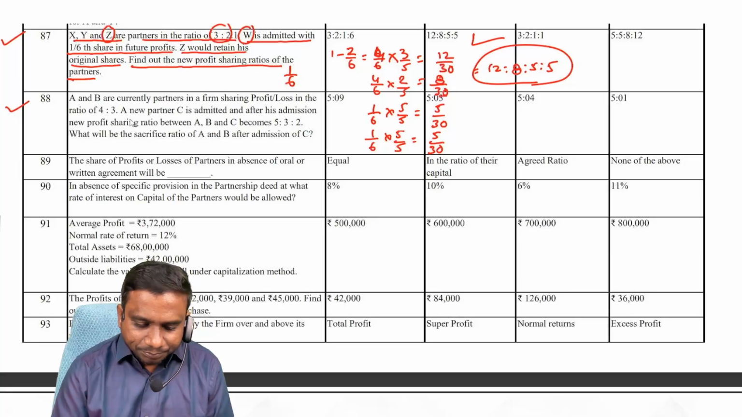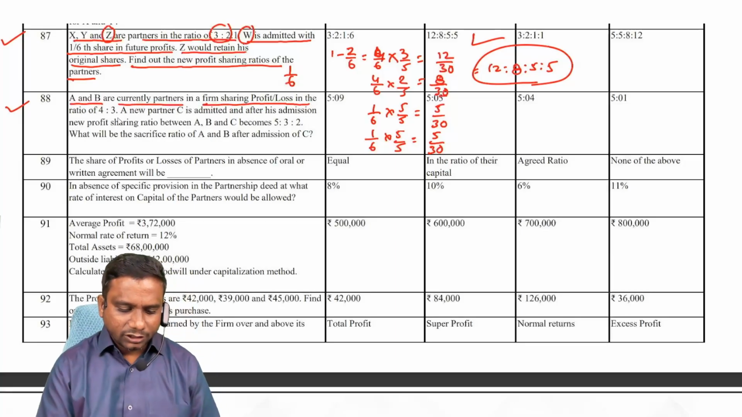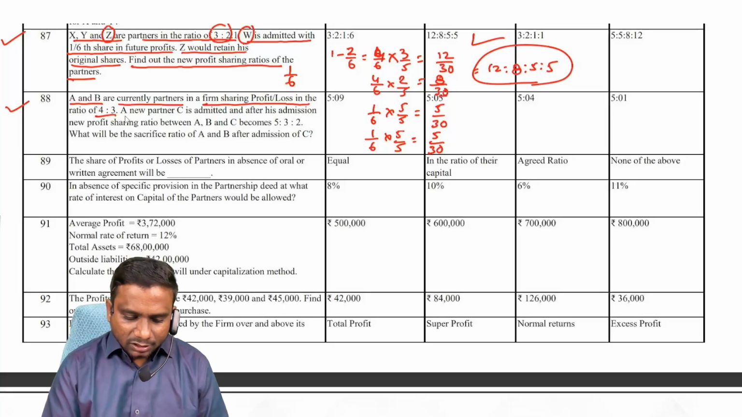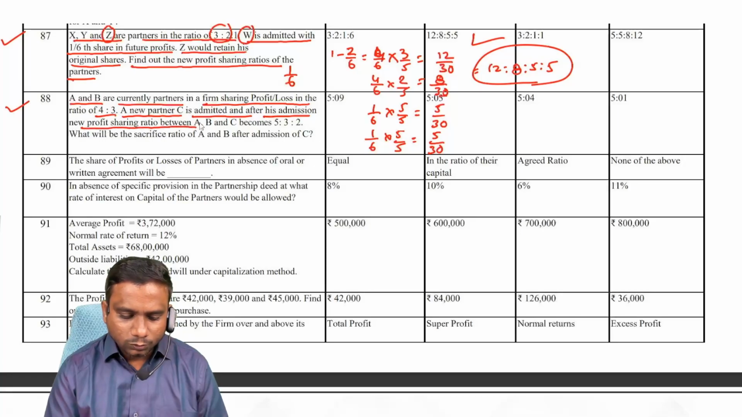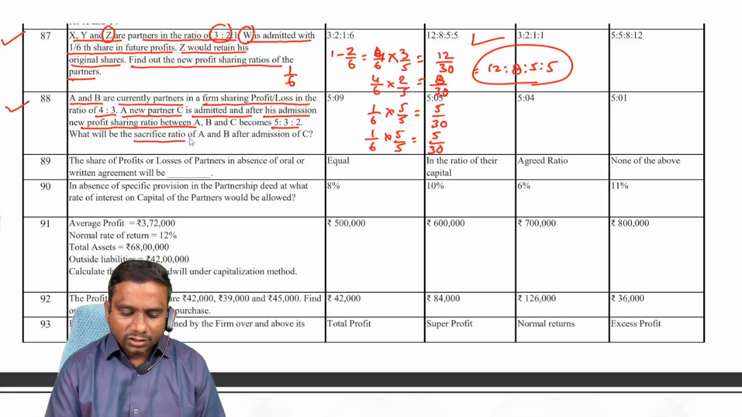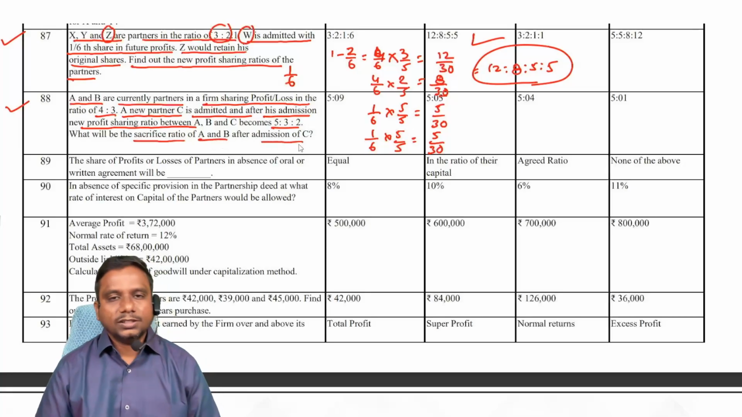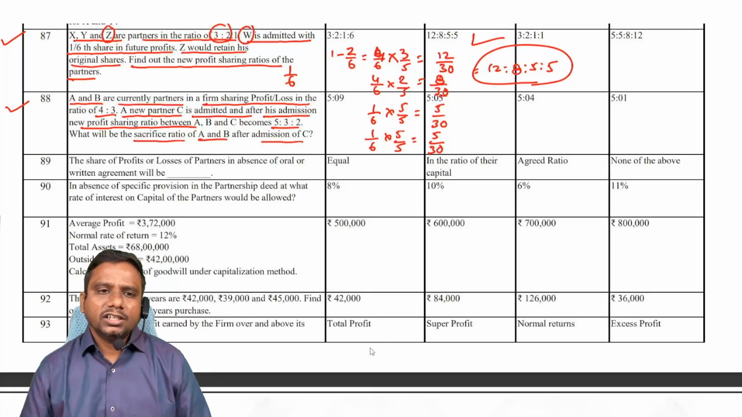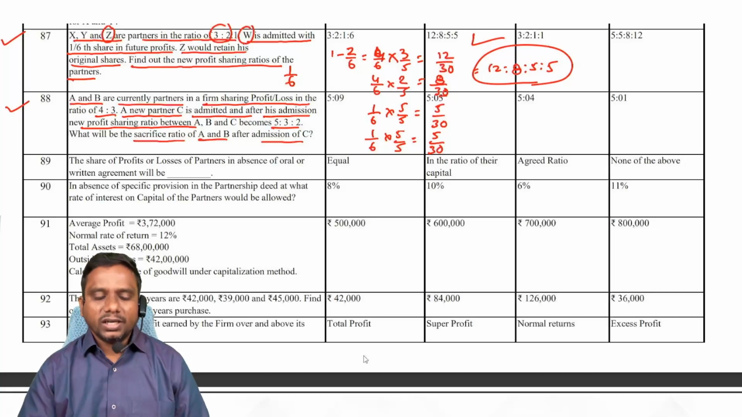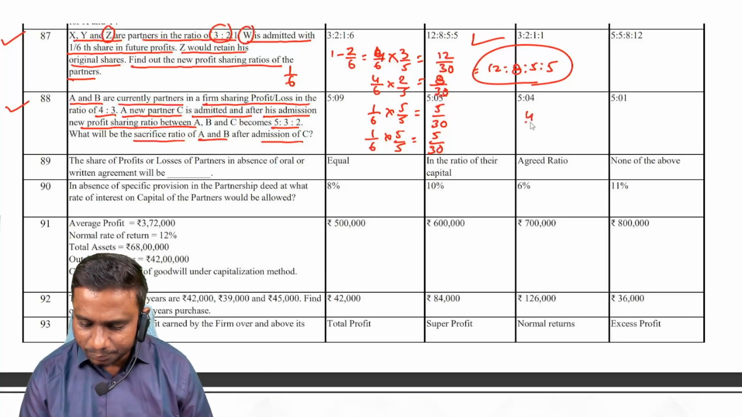Next, 88. A and B are currently partners in a firm sharing profits and losses in the ratio of 4 is to 3. A new partner C is admitted, and after his admission, the new profit sharing ratio between A, B, and C becomes 5:3:2. What will be the sacrificing ratio of A and B after admission of C? So we use the formula. Sacrifice ratio formula is what? Old ratio minus new ratio. What is the old ratio here?